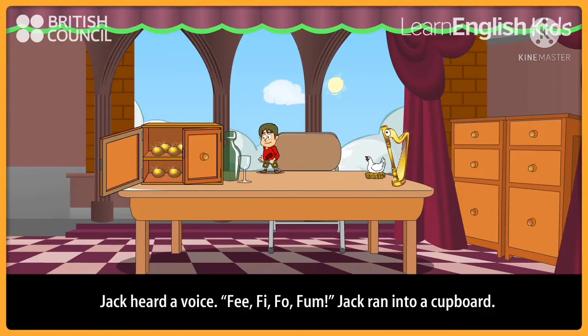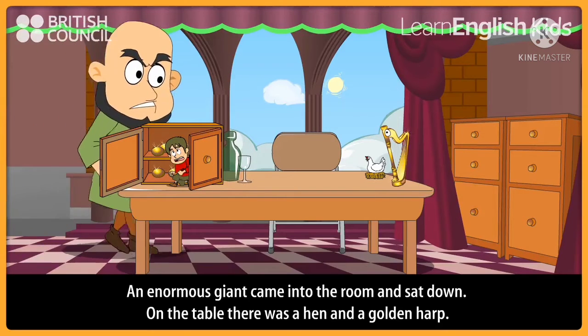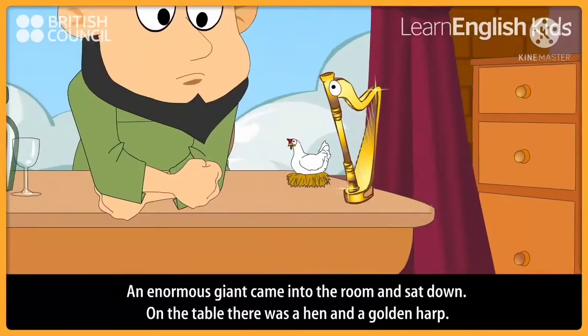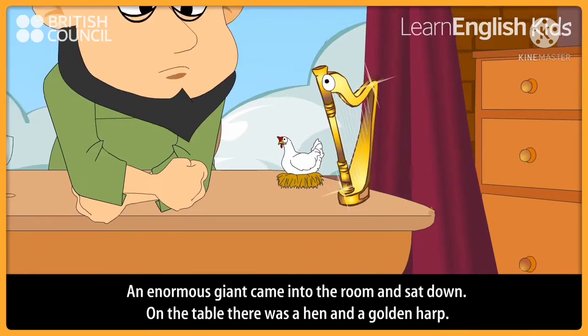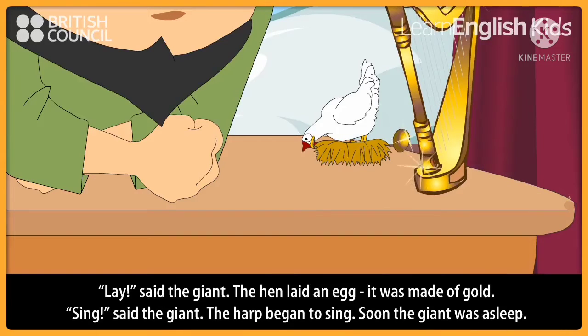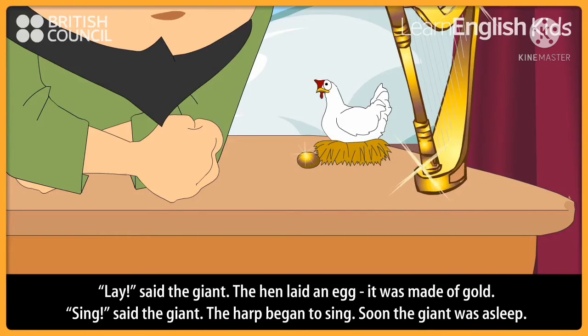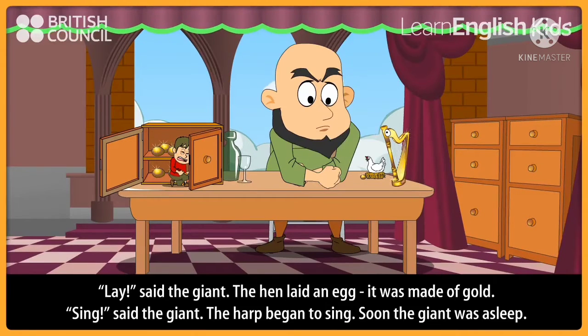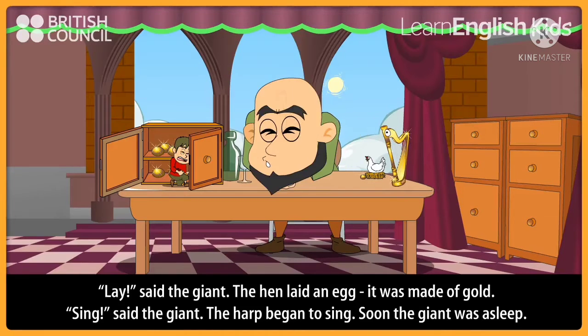Jack heard a voice. Fee, fi, fo, fum. Jack ran into a cupboard. An enormous giant came into the room and sat down. On the table there was a hen and a golden harp. Lay, said the giant. The hen laid an egg. It was made of gold. Sing, said the giant. The harp began to sing. Soon the giant was asleep.